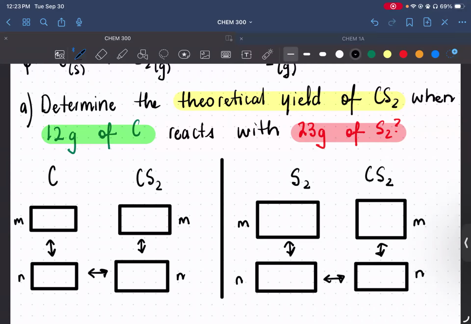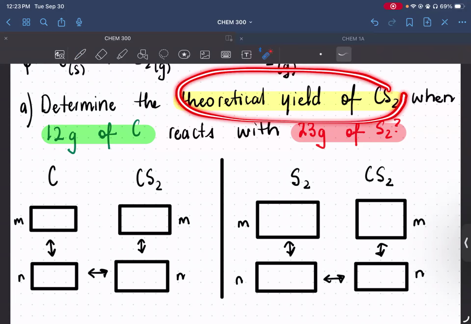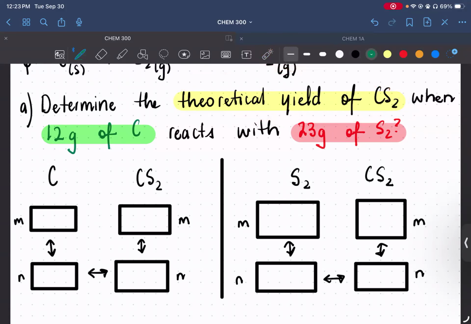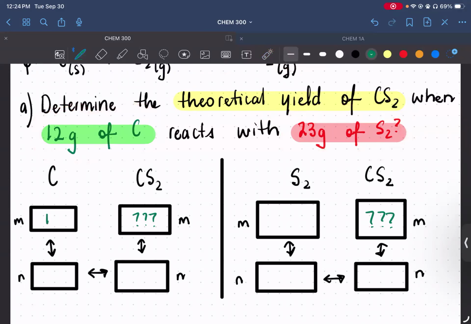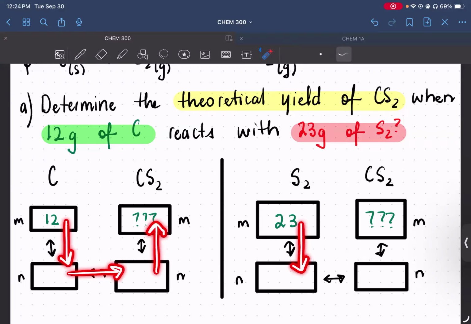Before I even start working on any calculations, we can fill in the roadmap based on the question. It's ultimately asking us for the theoretical yield of CS2. So we know that's what we're being asked to find, and that's where we can put our question mark. We're told we're dealing with 12 grams of carbon, 23 grams of sulfur. So we can put 12 right here, 23 right there. The path ahead in both cases is the same. Mass to moles, mole ratio, moles to mass. Mass to moles, mole ratio, moles to mass.